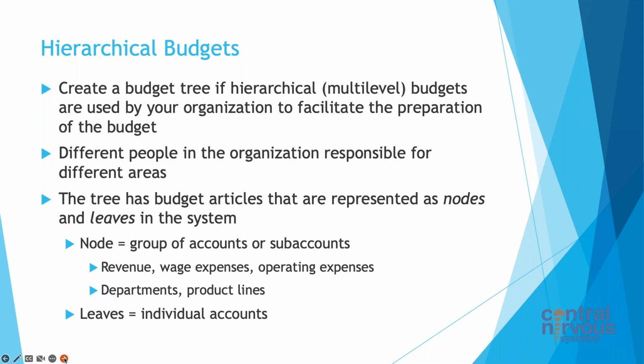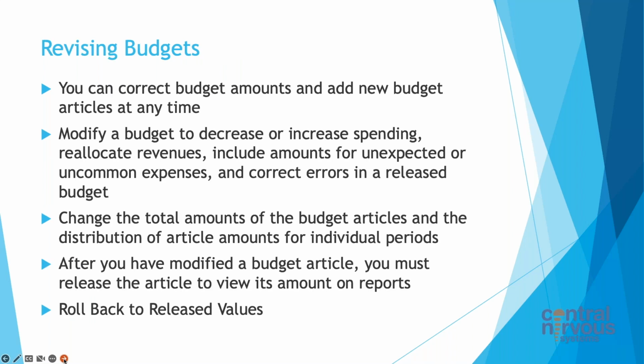Already had a question in there. How do you change things when you've entered in a budget? It's as if you're reading my mind. So revising budgets. So what happens? How do you revise a budget? So you can correct the budget amounts and add new budget articles anytime. Modify a budget to increase or decrease spending, reallocate the revenues, include amounts for unexpected or uncommon expenses, correct errors in a released budget. So revising a budget is something that you do to a released budget.